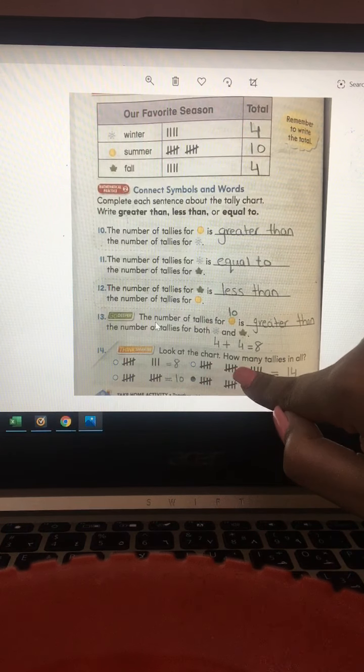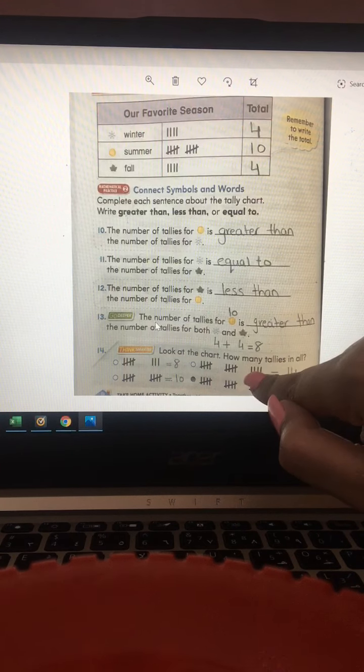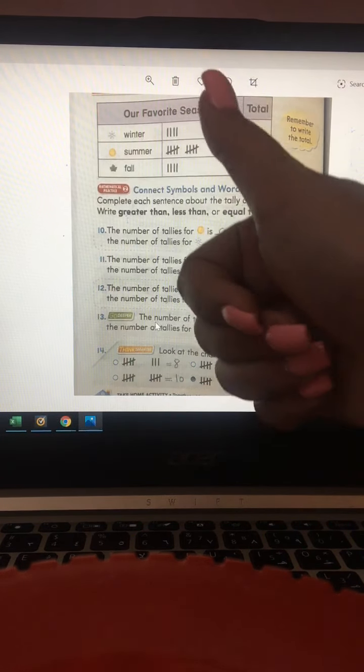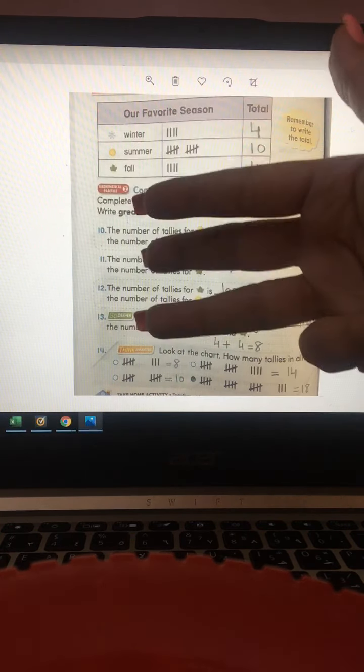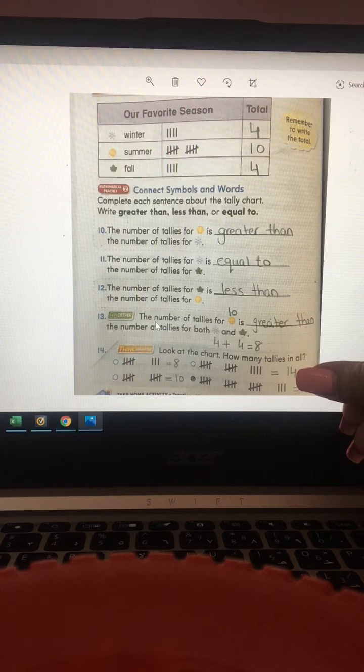Here 5 and 5 is 10. 10 plus 1, 2, 3, 4. 10 plus 4, after 10, I mean 11, 12, 13, 14. So the total number of tallies is here 14.